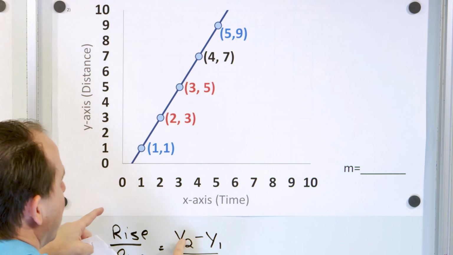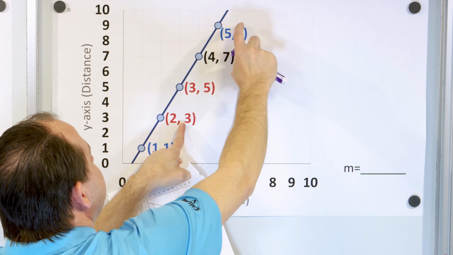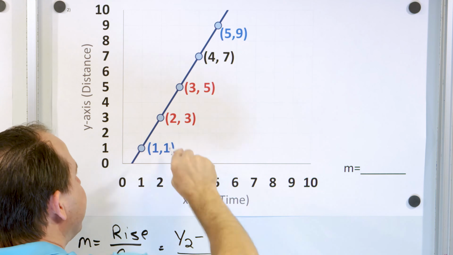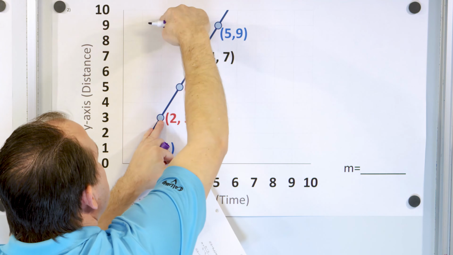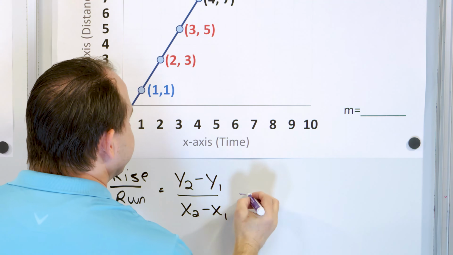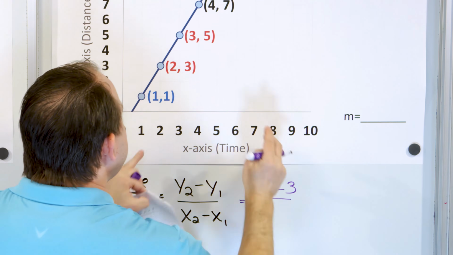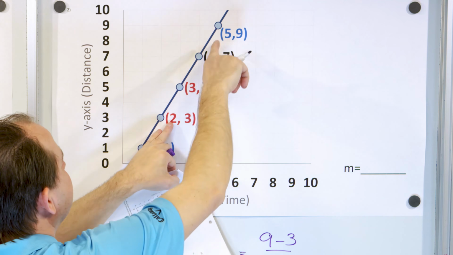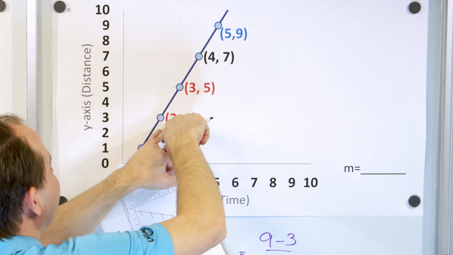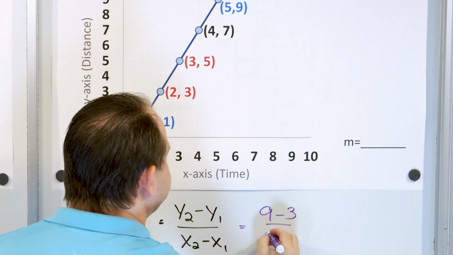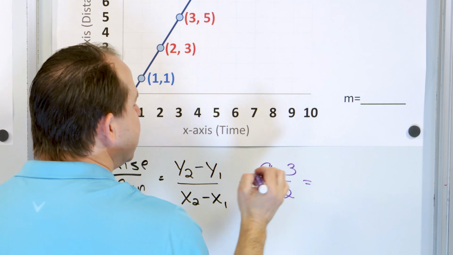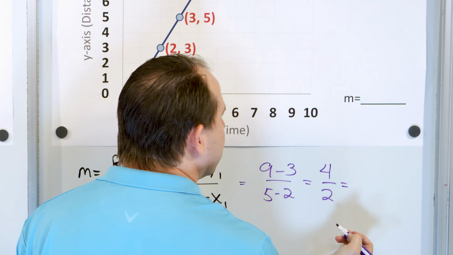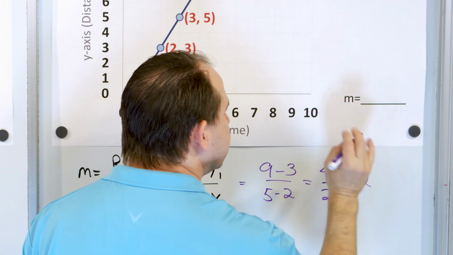We're going to subtract y2 minus y1. We're going to choose this to be point 2 and this to be point 1. So 9 minus 3. That's how far this line goes up between these 2 points. And then if we subtract 9 minus 3 this direction, we must subtract the same way, 5 minus 2. All right, what is 9 minus 3? It is 4. What is 5 minus 2? It is 2. And so 4 divided by 2 is 2.